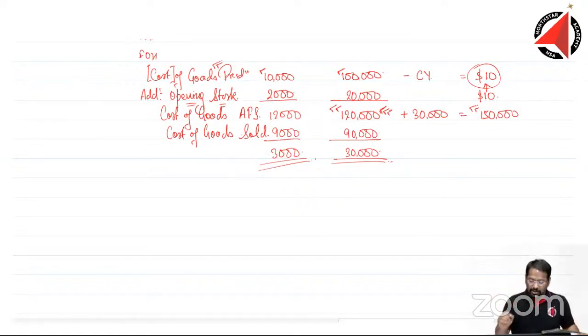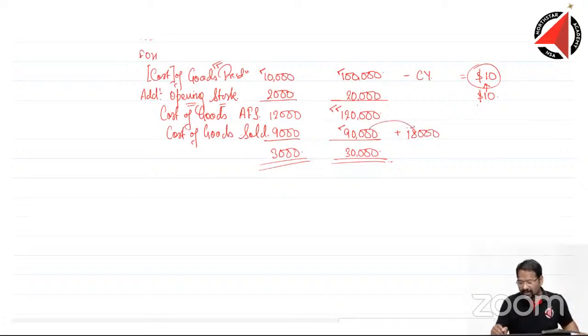Perfect. So we have got cost of goods available for sale and cost of goods sold. In cost of goods sold, whatever is the 90,000, we'll add our profit margin, and that will become our ultimate sales value. For example, 20% on cost is my profit margin. So 90,000 into 20% means 18,000. Remember, it is 20% on cost. So this is 108,000, which is going to be my selling price.